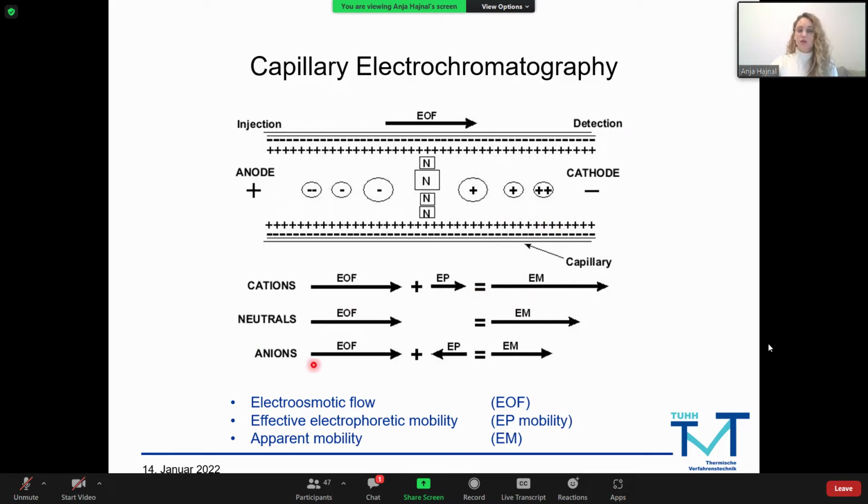And then, of course, anions have the opposite situation. They move in the positive direction due to the electroosmotic flow, but they are more attracted to the anode. So their total velocity is going to be reduced due to this. Of course, the velocity of the electroosmotic flow is going to be larger, so in the end, they will also be going from the anode to the cathode, but, as I said, their velocity is going to be reduced.